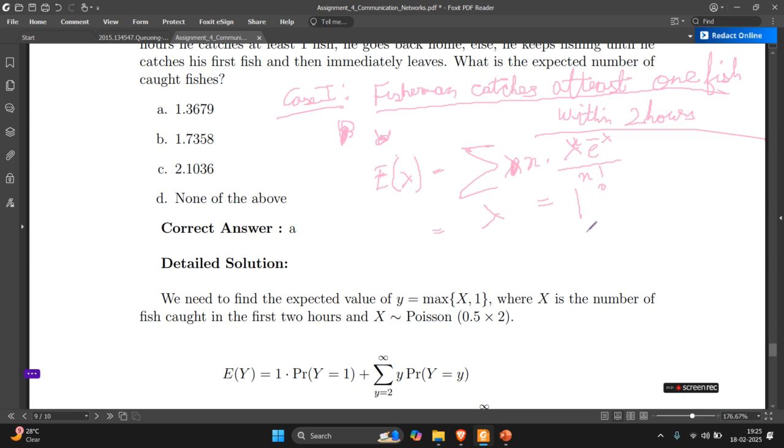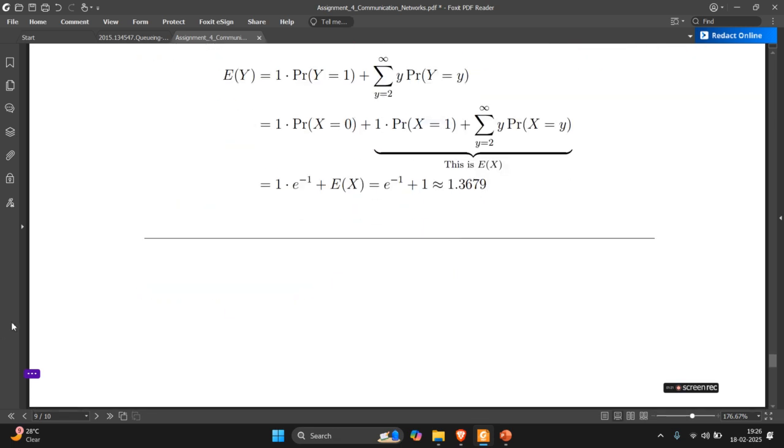So if he catches at least one fish, he is expected to catch one fish. But there is another case. So we will take this case downstairs here. So case 2: the fisherman catches no fish in 2 hours.